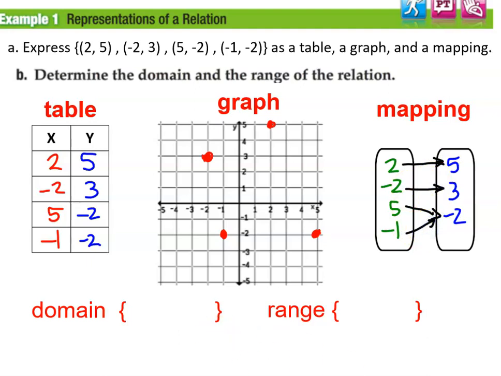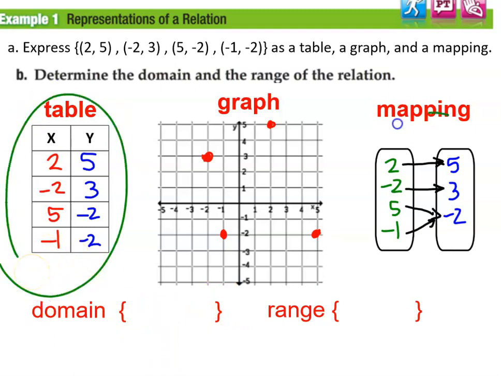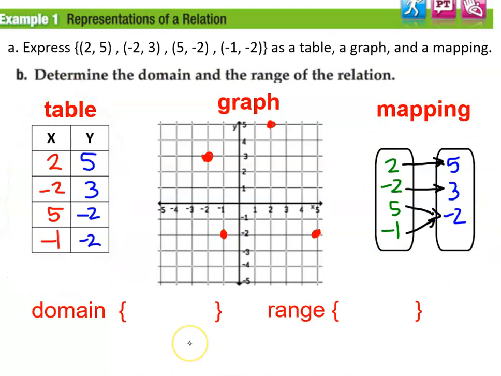Down here, I've listed some braces already so that I can list my values separately. I'm going to take a look at the table because for me, or the mapping, that's the quickest way for me to identify my domain and range. Again, I start from the least and go up to the greatest with no repeats.